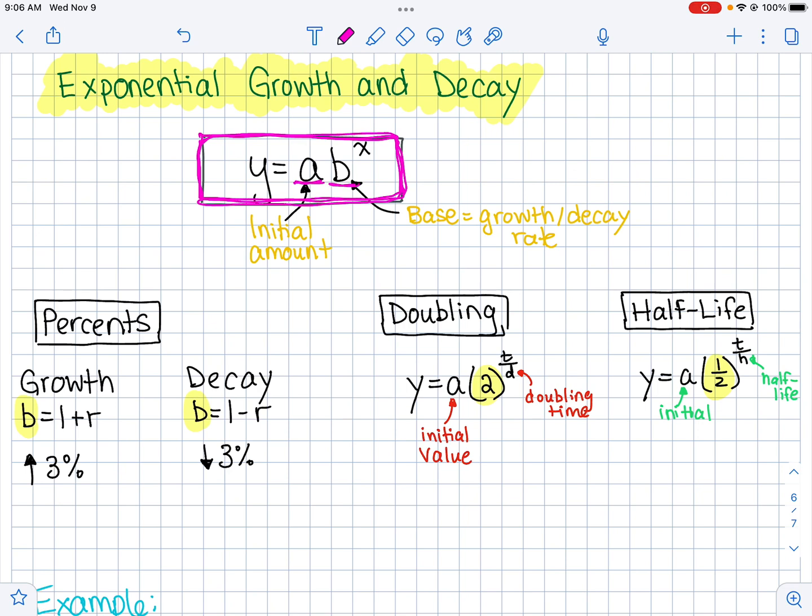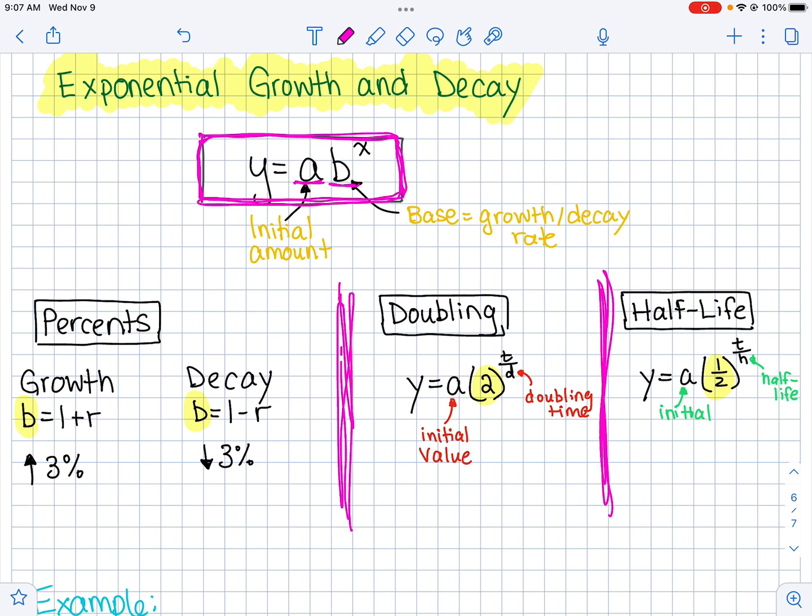And b is going to be our base, which is going to decide what our function is increasing or decreasing by. Y and x are going to stand for whatever, depending on the context of the question. It could be population and time, or number of bacteria and time, something like that. Okay, so I split it into kind of 3 sections, I think.